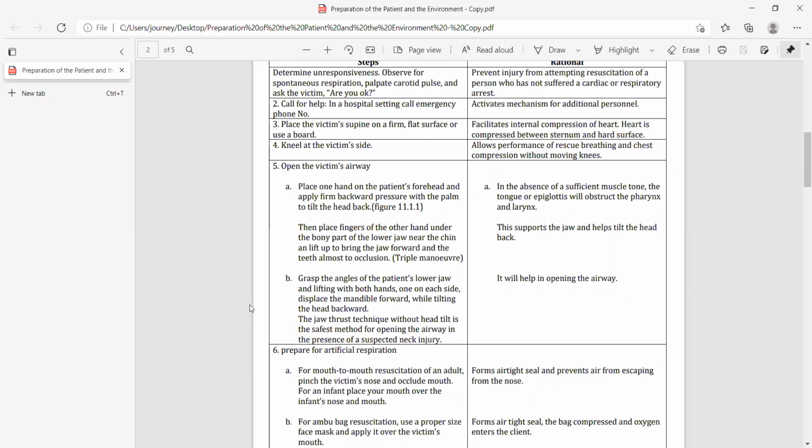So what is occlusion? What is occlusion? Any idea? Write it down in your copy. This is homework. Write down occlusion in your copy.